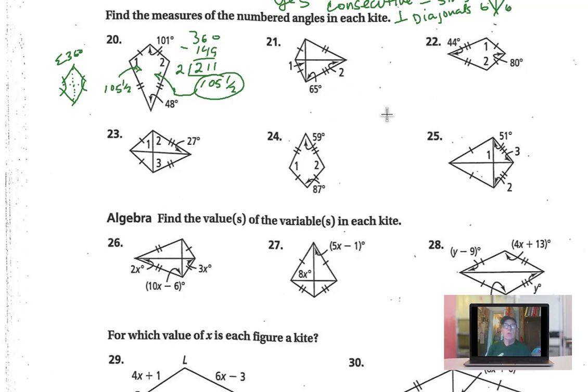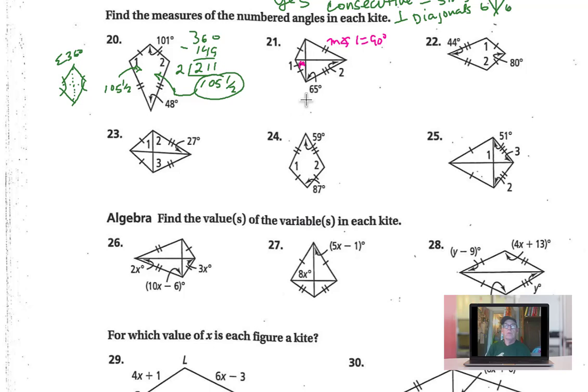Let's look at number 21. So the major diagonal bisects the non-vertex angles. This inside angle here is a 65. They want to know what angle 1 is. Angle 1 is a right angle, so measure angle 1 equals 90 degrees. So we got that one taken care of.